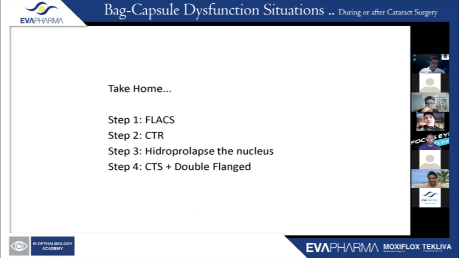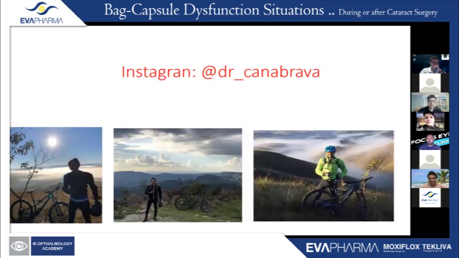Okay, my take-home message now for my patients with subluxated cataract, Marfan, trauma. Step 1, flex. I do the phantom second for all my patients. I hold the bag with iris hooks or macro hooks. Then I introduce the CTR. I hydroprolapse the nucleus. Step 4, CTS in double flanged. For a dense cataract, I prefer to do intracapsular and fixate with a sclera.